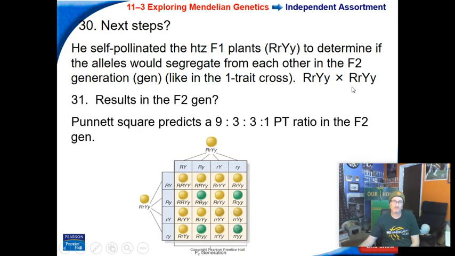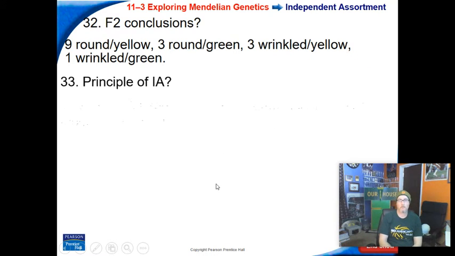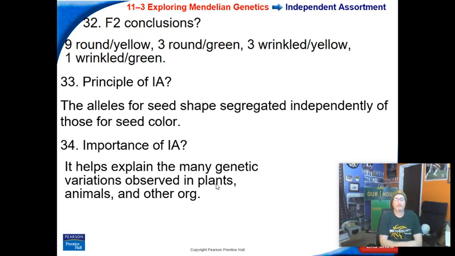Okay, so because this was a heterozygote here, every possible gene combination we have to account for. And that's why you have such a large Punnett square. All right, the importance: independent assortment helps explain the many genetic variations observed in plants, animals, and organisms.